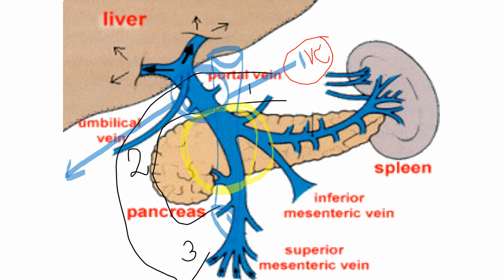That is the first part of the duodenum, that is a common bile duct, and that is the gastroduodenal artery. And behind, you have this IVC again.